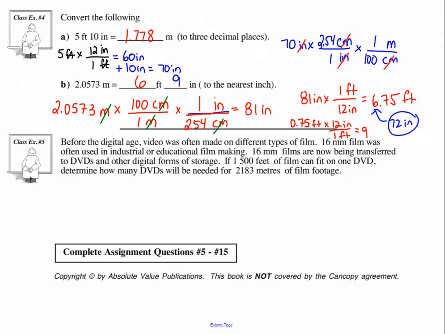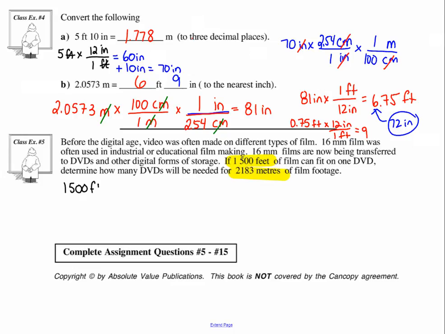Okay. If 1,500 feet of film can fit on one DVD, how many DVDs will be needed for 2,183 meters of film footage? Okay, well, first off, what's wrong looking at these two units? They're not the same. One's in feet, one's in meters. Which one do you want to convert? Do you want to convert the feet to meters or the meters to feet? Feet to meters. Okay.